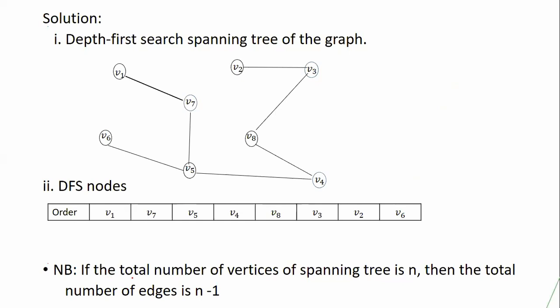Okay, now if the total number of vertices of the spanning tree is n, then the total number of edges is n minus 1. Now here we have 8 vertices, therefore we are supposed to get 7 edges. So we have 1, 2, 3, 4, 5, 6, and 7. Therefore we are right. You can get a different shape as I told you in the first example, depending upon where you are moving, your starting point and then your route of movement. Okay. Any question on that?